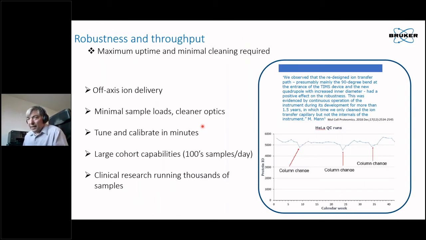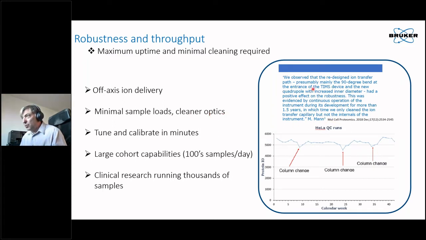The other thing that we got out of this instrument is really a high robustness and throughput. So we believe that comes from the off-axis ion delivery. The ions, as I mentioned 2 slides ago, are delivered perpendicular to the ion beam axis and deflected onto the ion beam axis. And that, together with the improved sensitivity, meaning that we load less sample, 200 to 400 nanograms maximum now, means that we keep our ion optics cleaner.